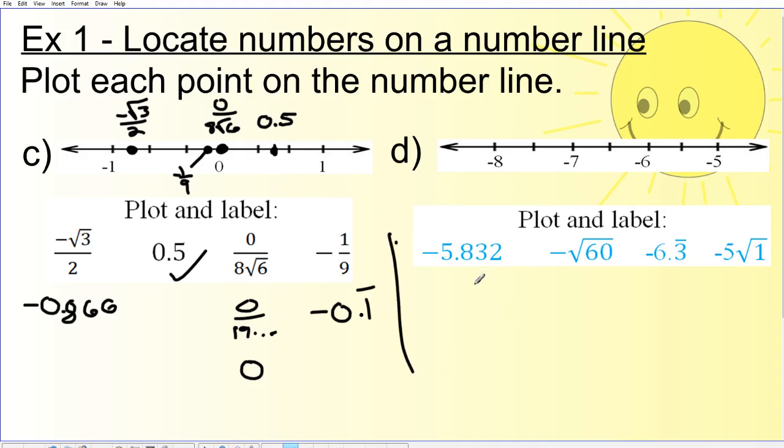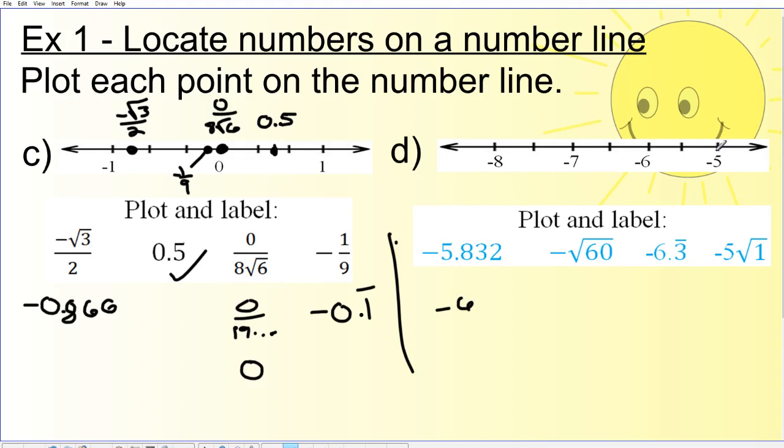So let's do, well, first one, -5.832. It's already a decimal, so I don't need to convert anything here. If this is -5, -5.8 in my mind is pretty darn close to -6. It's closer to -6 than it is to -5.